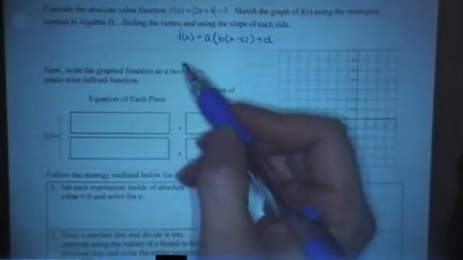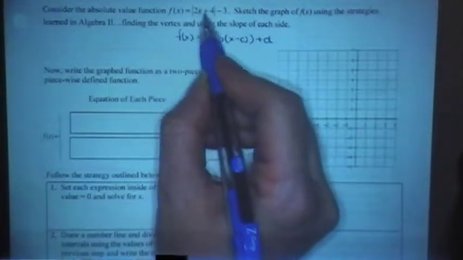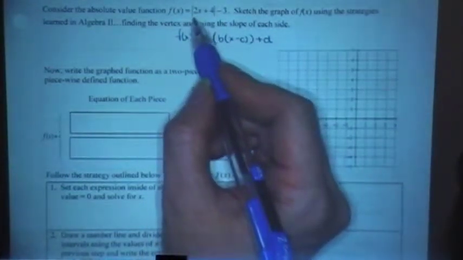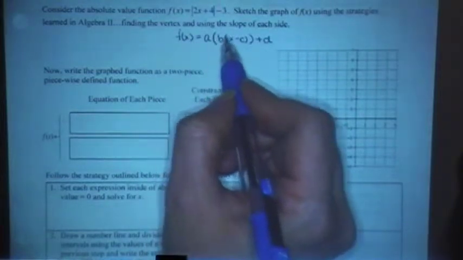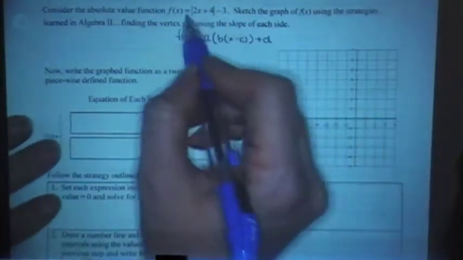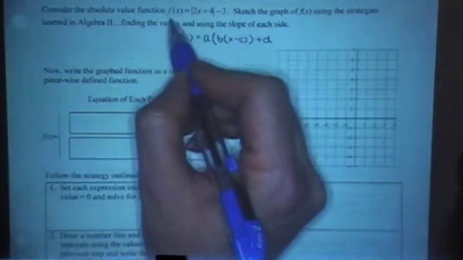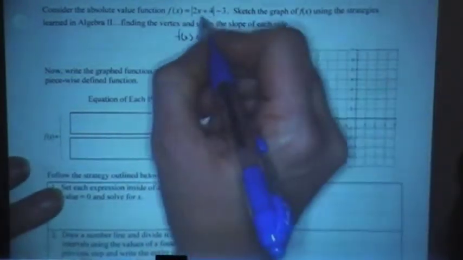The reason that I want to point that out is, in this case, there's no parentheses separating this, which means that your b value, whatever it might be, has already been distributed. So because of that, for this function, I'm going to have to factor out, or kind of undistribute it, in order to determine my vertex. So this 2, which is obviously my b value, has to be factored out of both pieces here. So I end up with f of x equals the absolute value of 2, and in parentheses, x plus 2, minus 3.